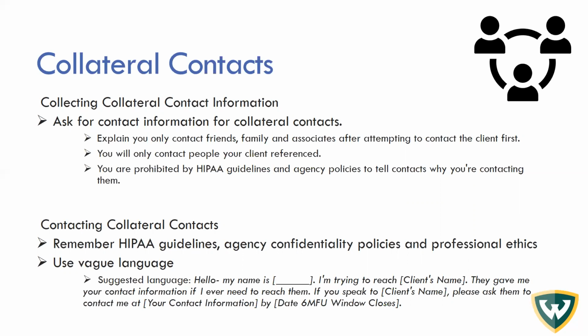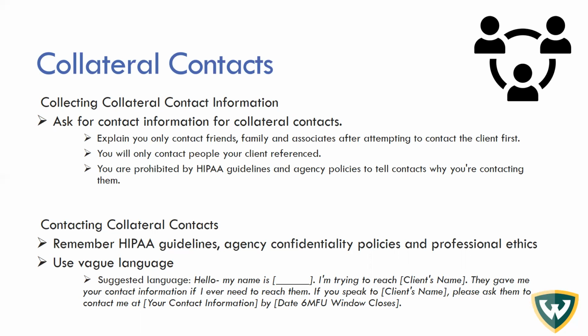The first rule for you will be, you want to explain that you will only contact friends, family, and associates after first attempting to contact your client 3 times. So you have to call your client, email your client, knock on your client's door, whatever method of reaching out you want to make, you want to try at least 3 times before you'll contact anybody on their list. So you can't just get on the phone as soon as they walk out the door and set up an appointment or something like that. You have to call your client first. You can only contact people that your client approved.